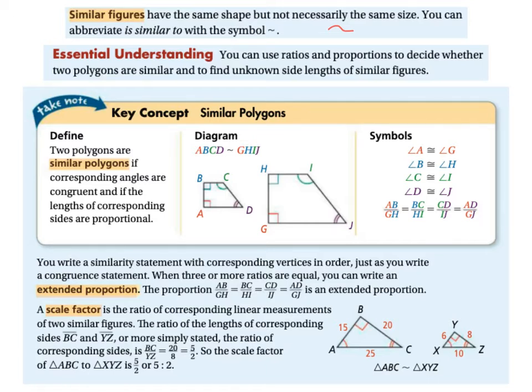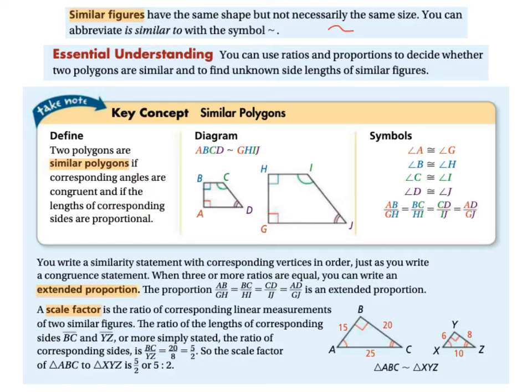All of the angles match, and the sides are proportional. So look at what we got here, okay? You can use proportions and ratios to decide whether the polygons are similar and to find any unknown lengths. Polygons are similar if their corresponding angles are congruent, because remember, if you change the size of a quadrilateral, it's not going to affect that there's still 360 degrees, for example.